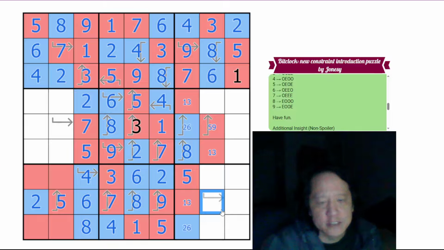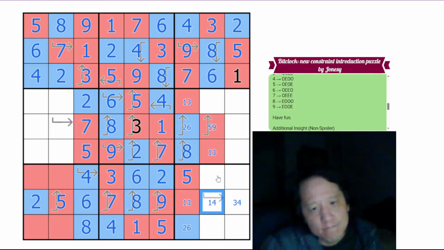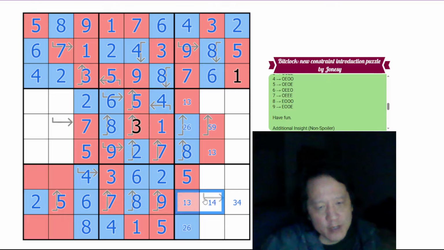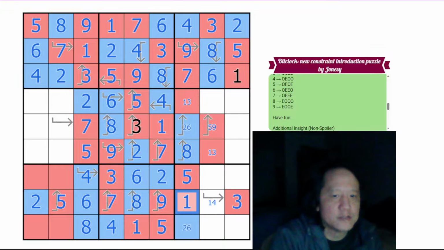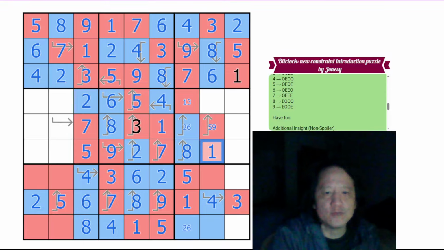Okay, remaining digits in row 8 are 1, 3, and 4. This can't be 1. This can't be 3. Both 1 and 3 and both 1 and 4 have the 8-bit turned off, which is odd. So this has to be 3. This is 1, and this must be 4, and is the even digit. So the 4-bit must be turned on, and the 1-bit must be turned off. This 3 here eliminates 3 here, so this is 1.